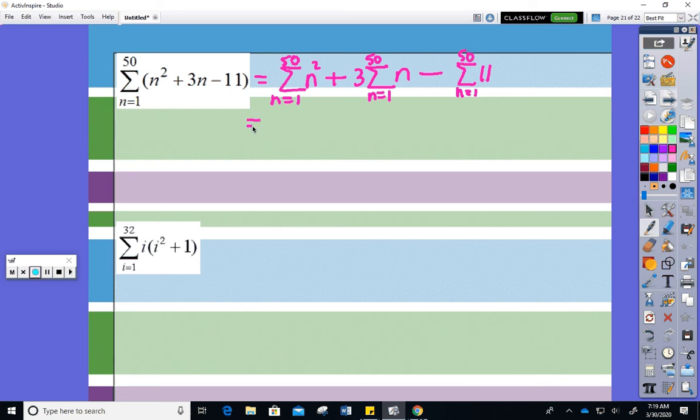But on this one, I'm going to say, well, the sum for the counting numbers is the upper bound. The sum for the perfect squares, my bad. Upper bound times upper bound plus 1, times double the upper bound, which is 100 plus 1, all over 6.